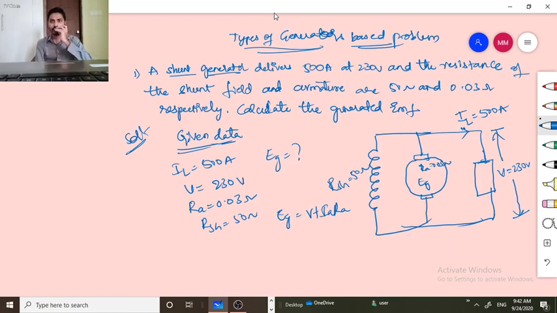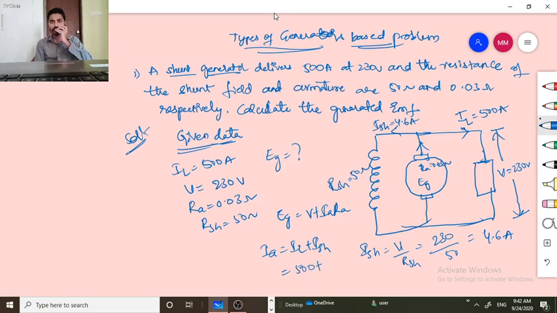In order to calculate IA, IA is equal to IL plus ISH. So you need to calculate ISH first. ISH is equal to V by RSH. This is the formula. So 230 by 50, what is the value? It's 4.6 amperes. So this ISH value is 4.6, and now we need to calculate IA. Applying KCL, we get this expression. So we substitute 500 plus 4.6, which gives 504.6 amperes. This is the IA value.